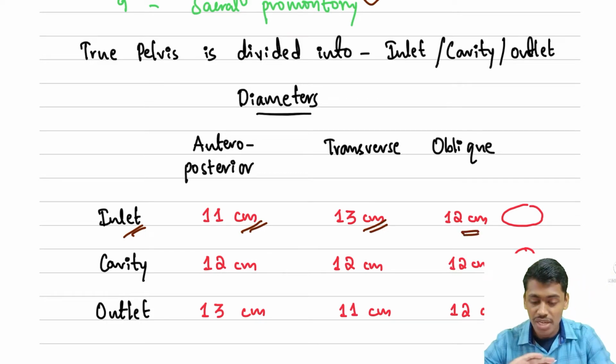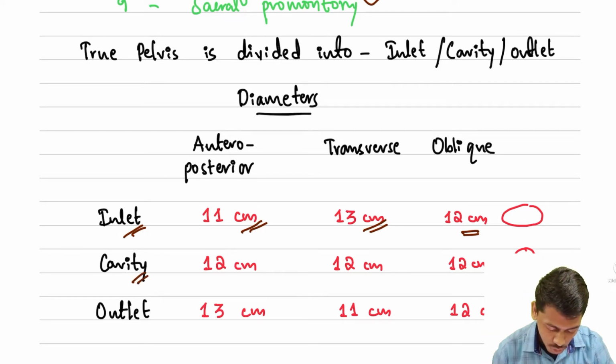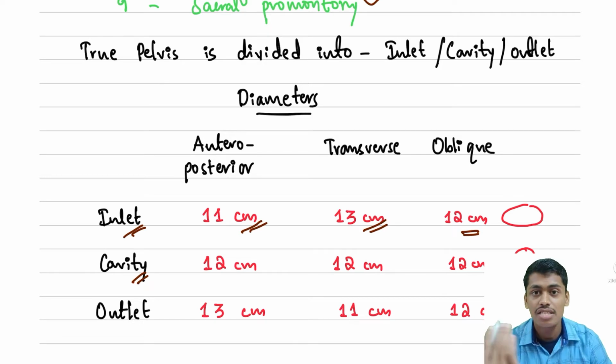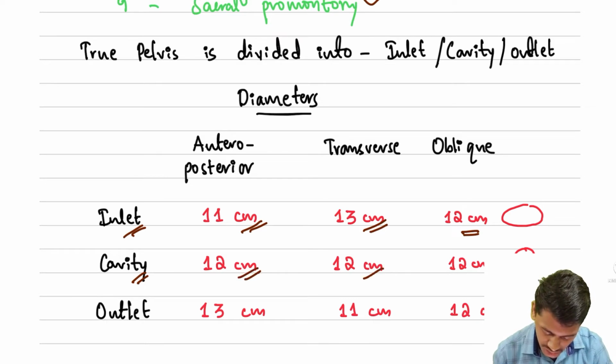So it is compressed antero-posteriorly, measuring 11 centimeters, 13 centimeters and the oblique is 12 centimeters. Finally, going on to the cavity, it is like a circular. So it is 12 centimeters, 12 centimeters and 12 centimeters. That is, antero-posterior is 12 centimeters, transverse is 12 centimeters and oblique is 12 centimeters.